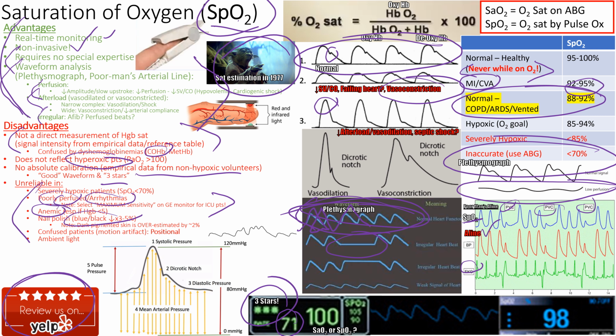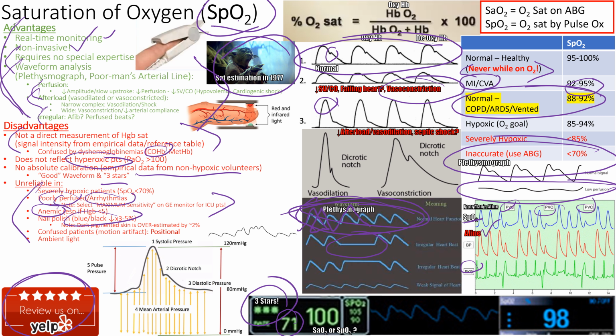Blue and black nail polish will throw off the saturation about 3 to 5%, right? So if you have someone on pulse ox and it shows that they have low sats, it could be because the nail polish is getting in the way of the signal, okay?